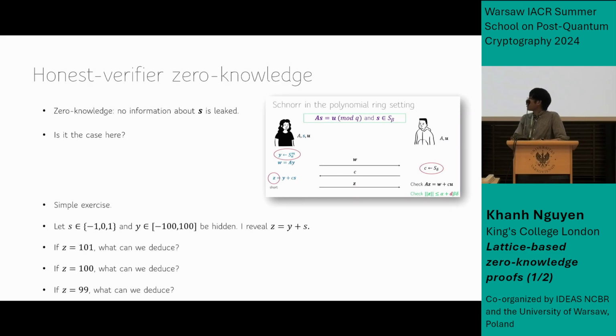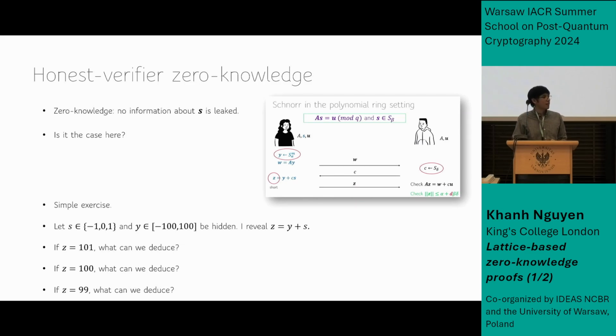So suppose delta is 1, so I have two integers, S and Y. S belongs to -1 to 1, and Y is between -100 and 100. And suppose my S is hidden. Now I reveal Z equal to Y plus S. In the protocol that was Y plus CS over the rings, but here just integers Y plus S. I revealed the Z. So if Z is equal to 101, what can we deduce about S?